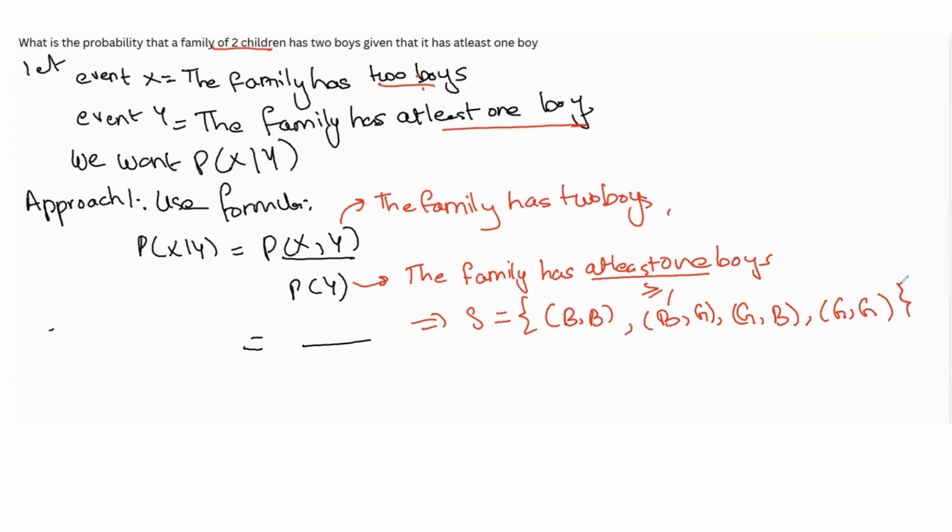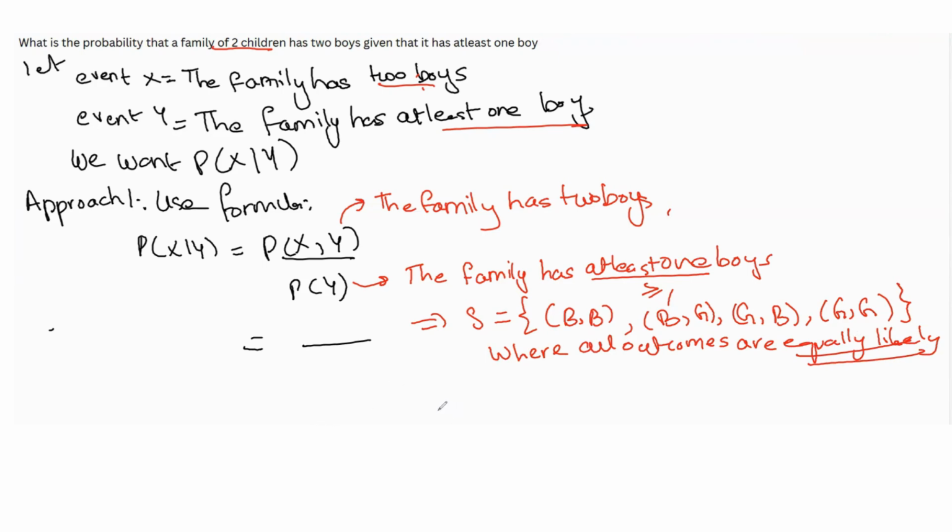We're assuming that the probability of a girl is 50% and the probability of a boy is 50%. So we're drawing the sample space where all outcomes are equally likely. This is important: the sample space is based on the assumption that the probability of a girl is 50% and the probability of a boy is also 50%.